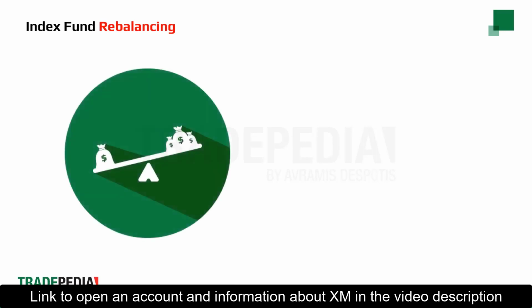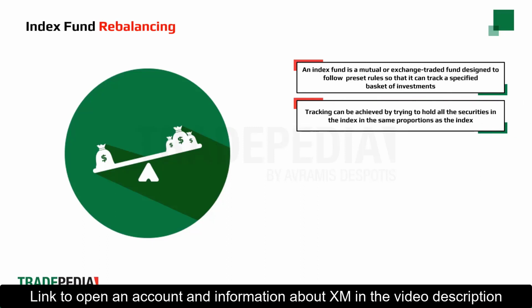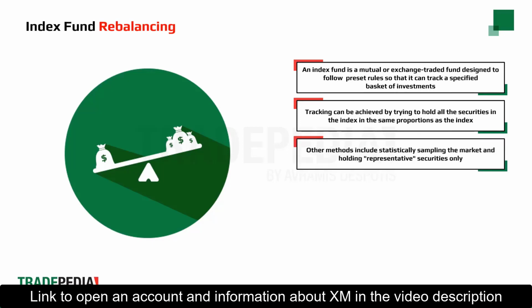Index fund rebalancing. To explain the index fund rebalancing strategy, we first have to explain what is an index fund. An index fund, also known as index tracker fund, is a mutual fund or exchange-traded fund designed to follow certain preset rules so that it can track a specific basket of underlying investments. Tracking can be achieved by trying to hold all the securities in the index in the same proportions as the index. Other methods include statistically sampling the market and holding representative securities only.